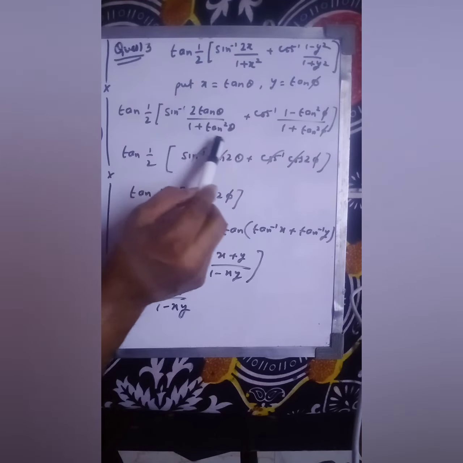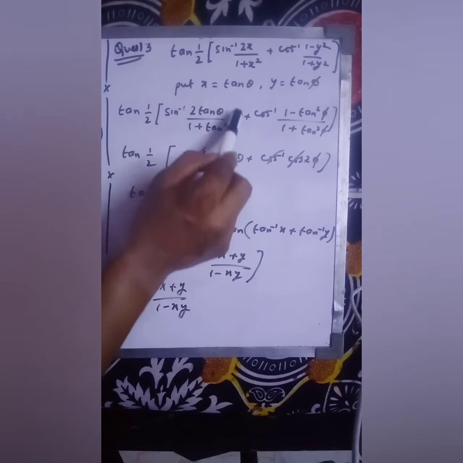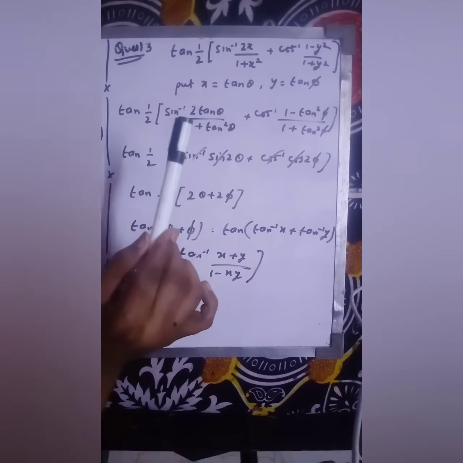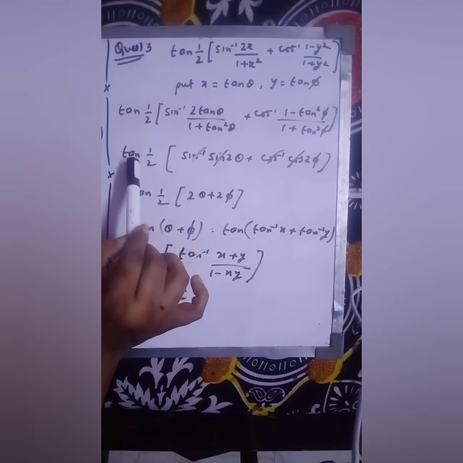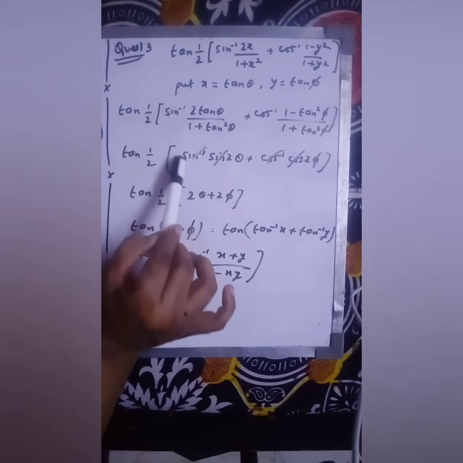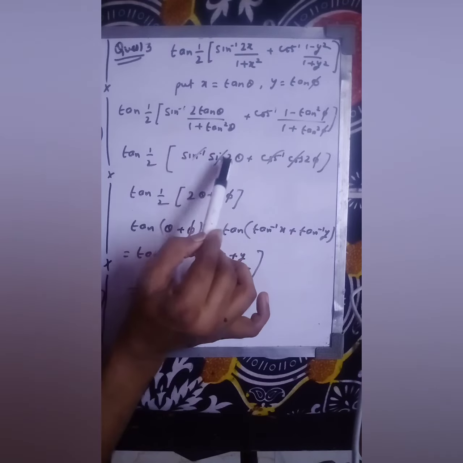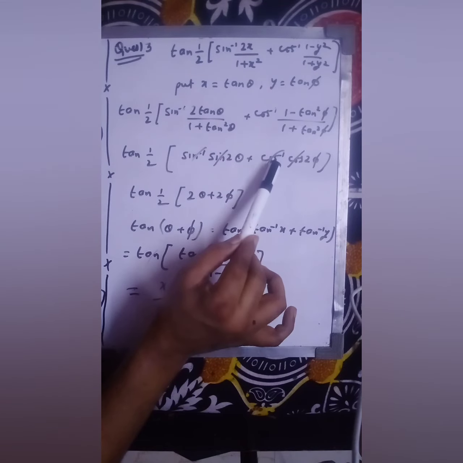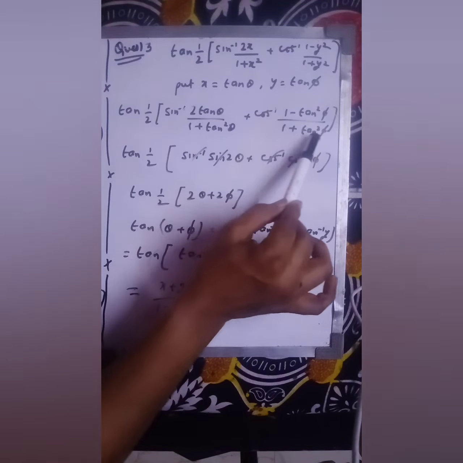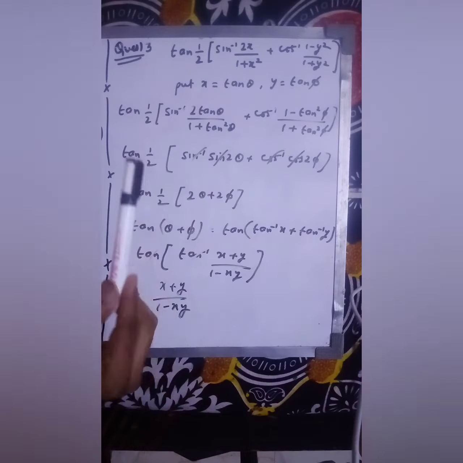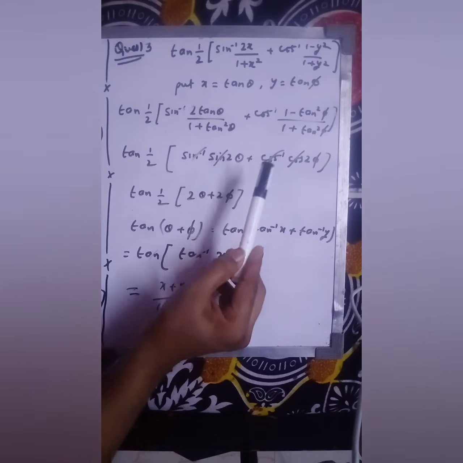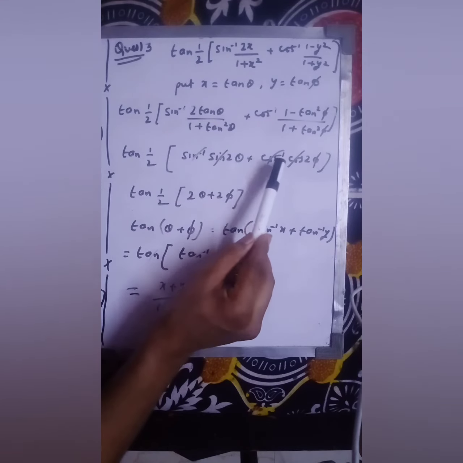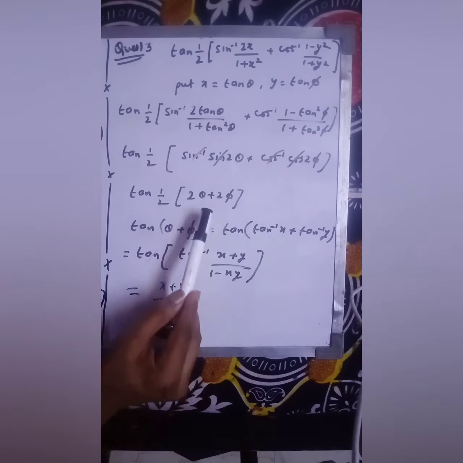After this step, this would be the formula of sin 2 theta, and this is the formula of cos 2 theta. So simply you have to copy tan 1/2 bracket open sin inverse, and in place of this write sin 2 theta, plus cos inverse you copy the same, and in place of this you write cos 2 theta. Got it? Now sin and sin inverse will cancel out, you will get 2 theta, and cos inverse and cos will cancel out and you'll get 2 phi like this.